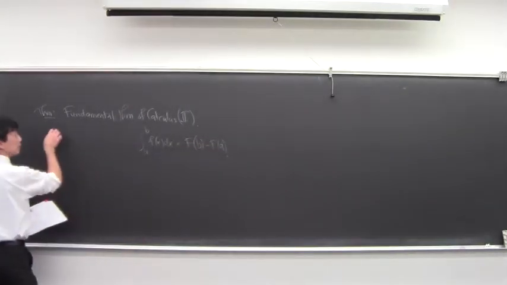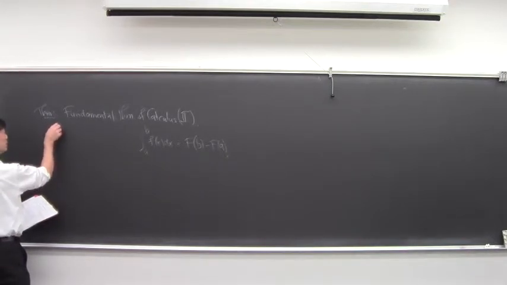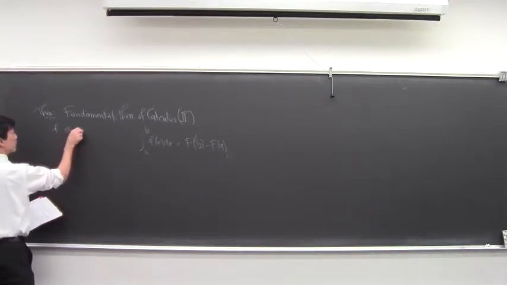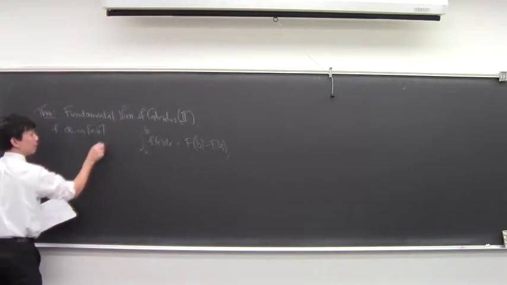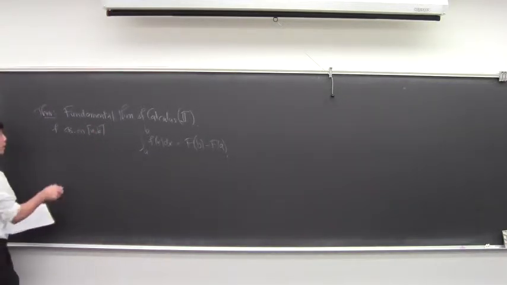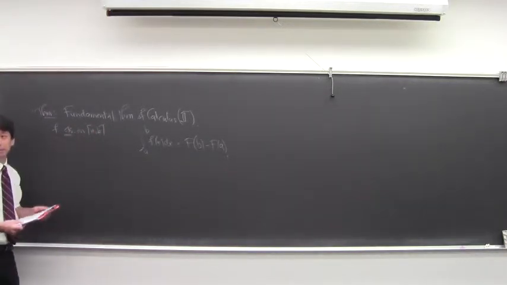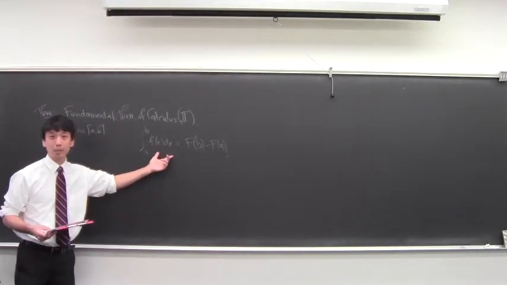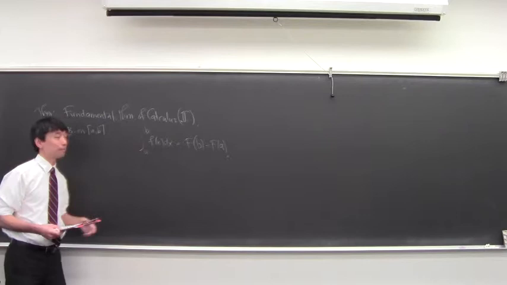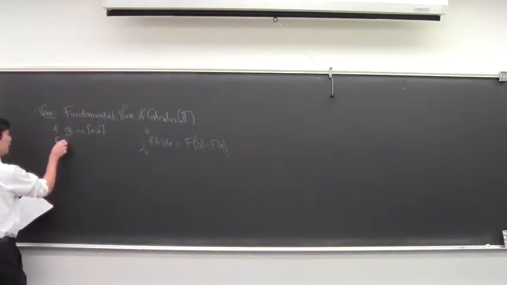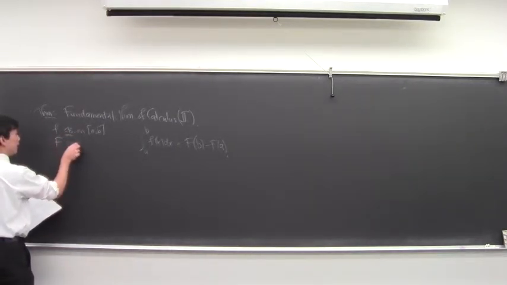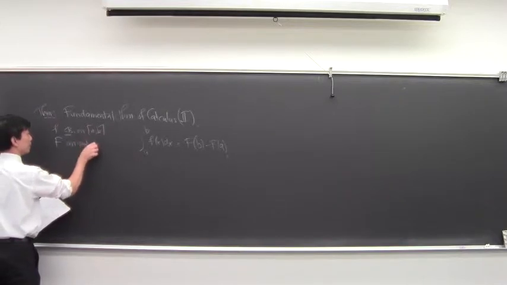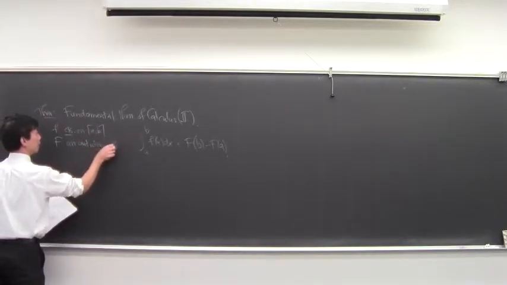Right. So the setting is like this. The conditions are like this. You have some function that's continuous on an interval. Okay. So this is important. It has to be a continuous function. So you can't play this game if the function's not continuous. And if you have big F, an antiderivative of little f.